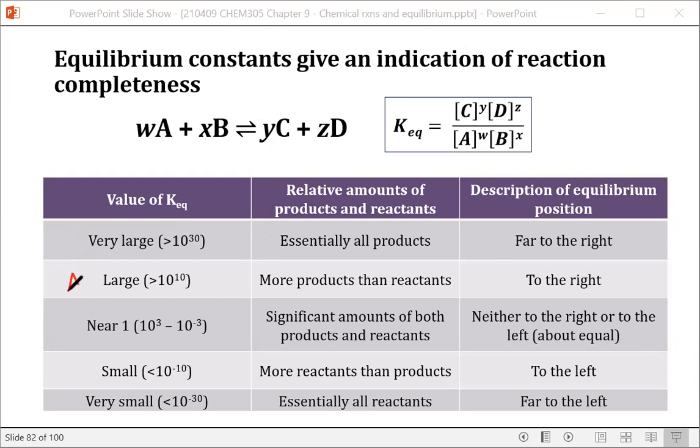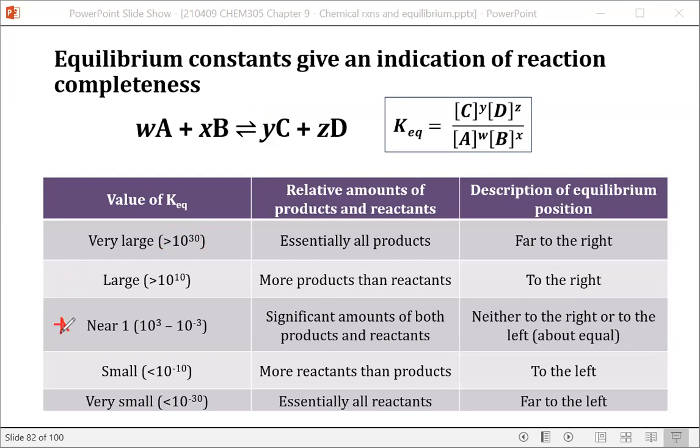If you have a KEQ value that's large, but not super high, so about 10 to the 10th, then we say that the value of KEQ is large and that you have more products than reactants. And so we shifted to the right, but you wouldn't necessarily say it's far to the right. So products were favored over reactants still, but not as much as when you have a KEQ that's this large.